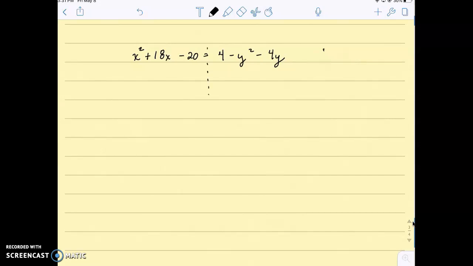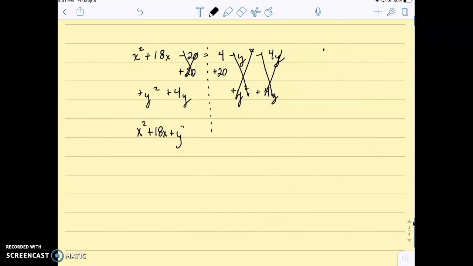So here's how we do this. I need to move my constant to the right side. I need to move my variables to the left side. So there goes my 20. There goes the y squared and the 4y. And I'm left with x squared plus 18x plus y squared plus 4y equals 24. Now I can solve my problem. You're going to need that when you do your quiz.